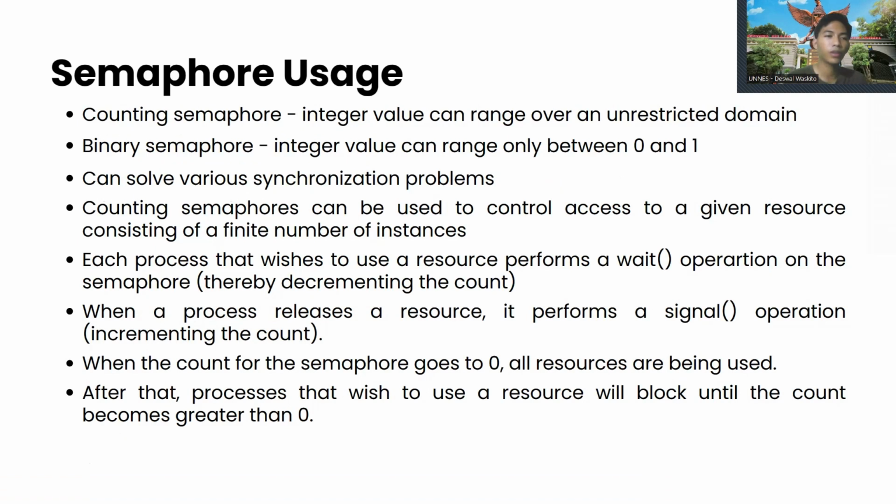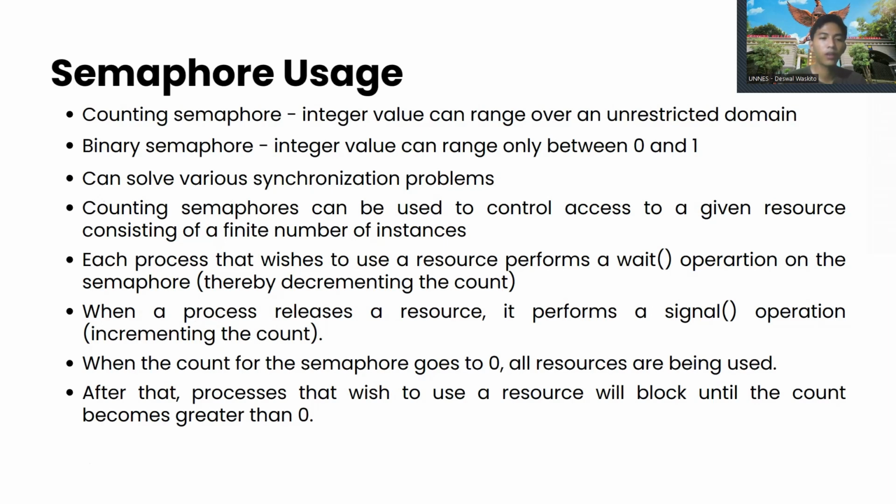Okay, semaphore usage. A counting semaphore's integer value can range over an unrestricted domain. A binary semaphore's integer value can range only between 0 and 1. Semaphores can solve various synchronization problems. Counting semaphores can be used to control access to a given resource consisting of a finite number of instances.